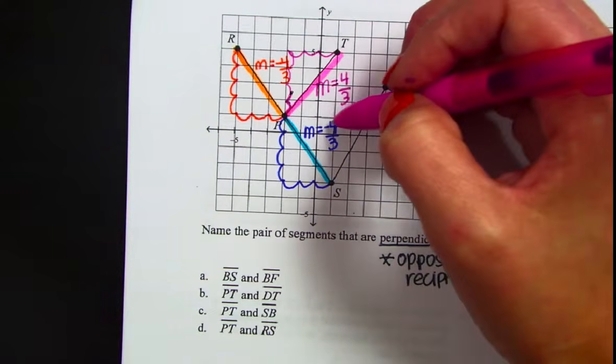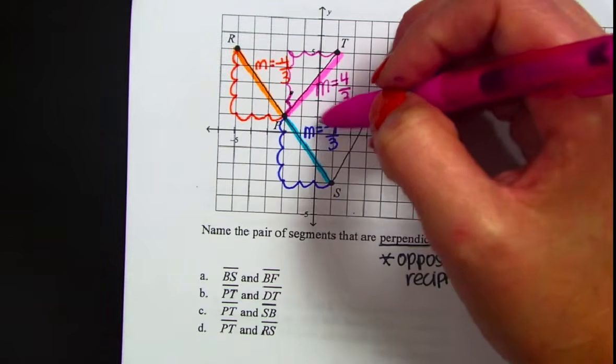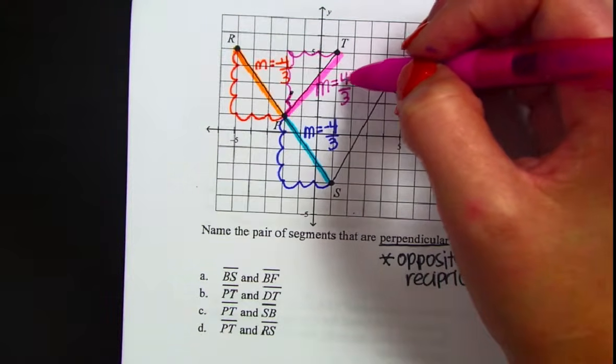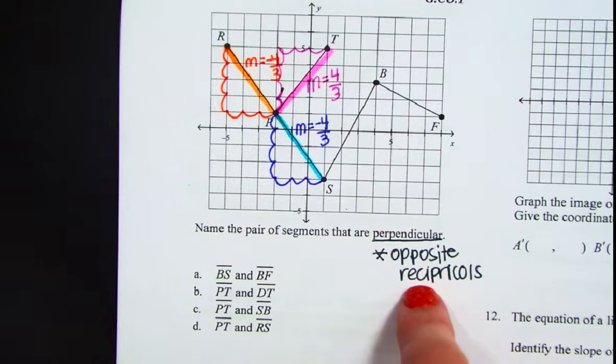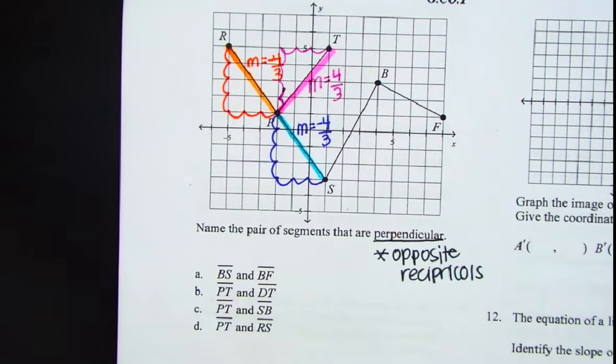And just because one's negative and one's positive, we can't say that these are perpendicular because we want this fraction to also be flipped because opposite reciprocals. So that is not going to be our answer yet. So let's look over here at BS. So BS is going to be this line.